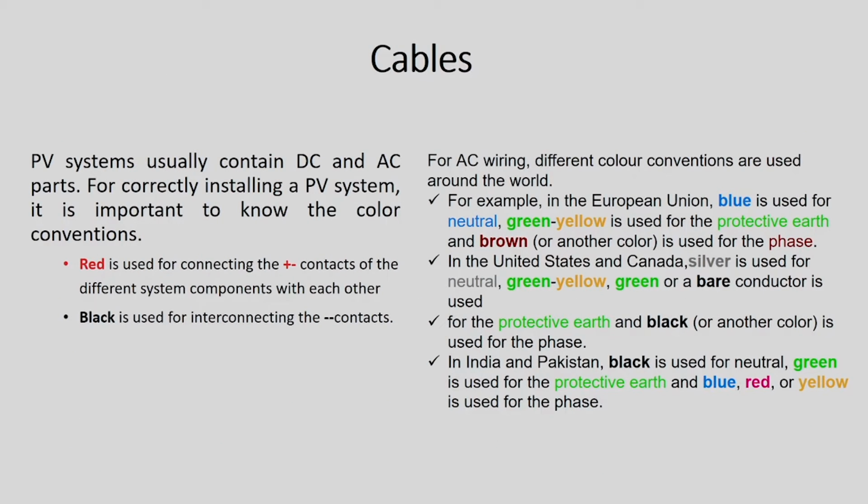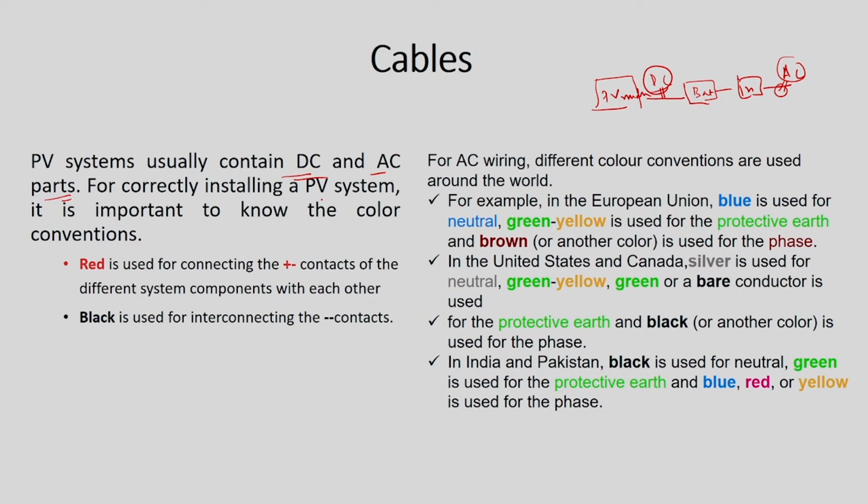Now, we need to also learn about the cables, because cables play an important role in the functioning of a PV system. A PV system usually contains DC and AC parts, as you can understand. When we are talking about PV modules or arrays, the power generated here will be DC, then we will have the battery, and maybe an inverter here, and then we will have AC. So, we need to know the cables used for this, and the cables used for this. That is how it is mentioned, PV systems usually contain DC and AC parts.